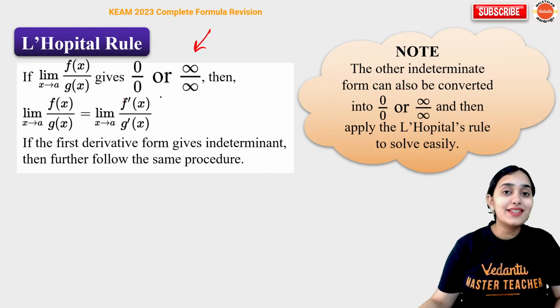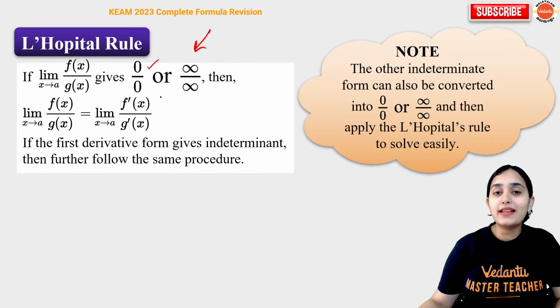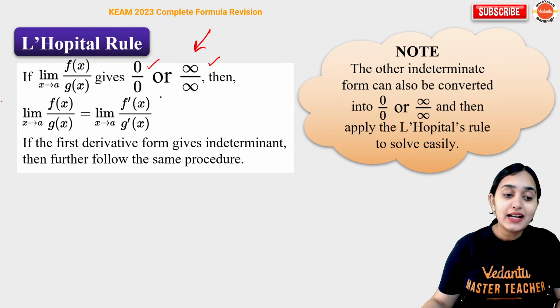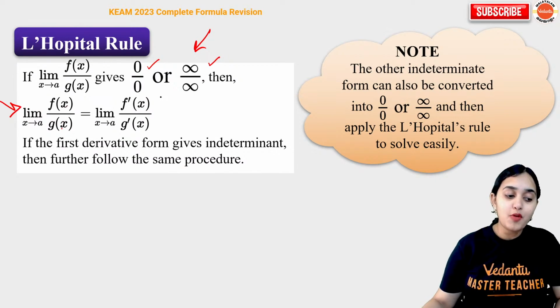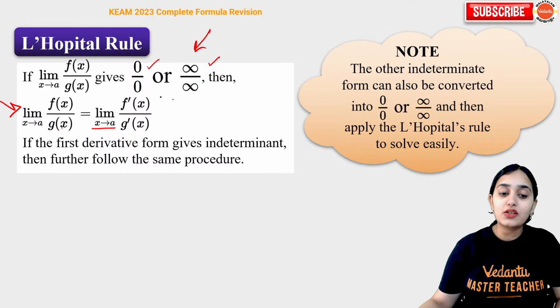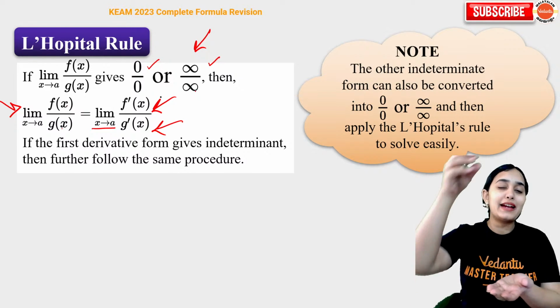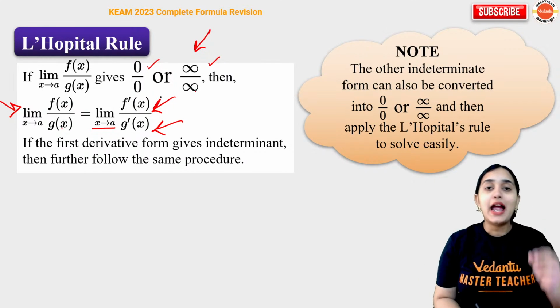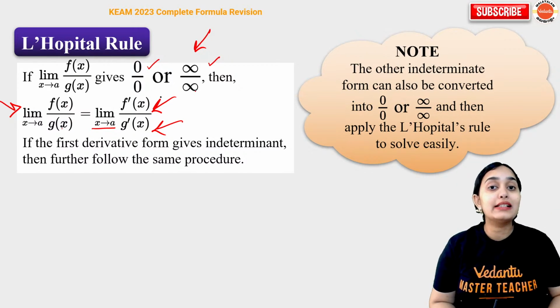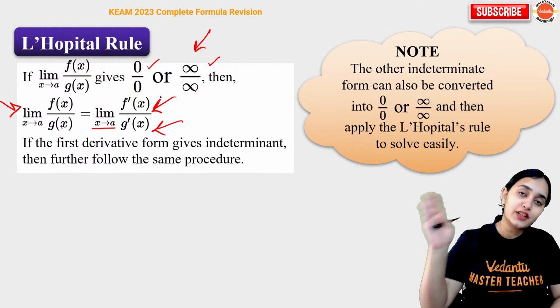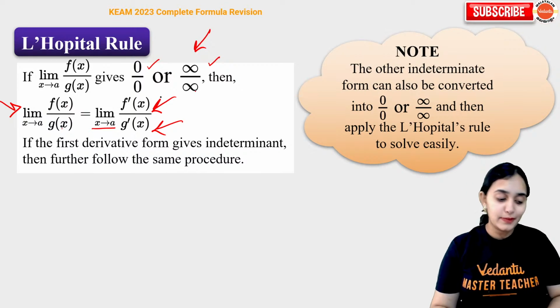L'Hospital's rule is majorly used to solve limits problems. Whenever your question is of the form 0 by 0 or infinity by infinity, you can use L'Hospital's rule, which says that limit x tends to a, f(x) upon g(x) is equal to limit x tends to a, f'(x) upon g'(x). So if you put x equal to a in numerator and denominator and you get 0, then simply differentiate the numerator and denominator. After that you put a, you will get the limit value.